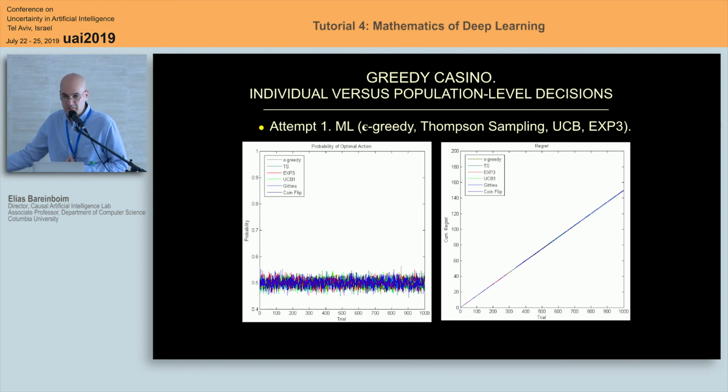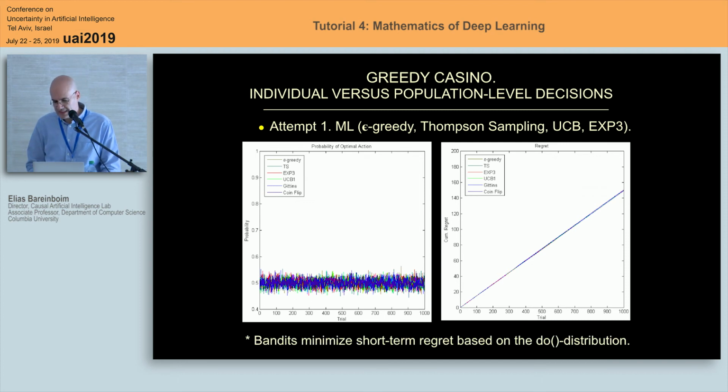Then we thought that we could be clever, but we ended up in the same place. And it's kind of not beautiful type of regret. Now, the realization at that point, this was 95, is that bandits minimize short-term regret based on the do distribution. And all of them are doing the do, as I said. More broadly, I can tell you this today.